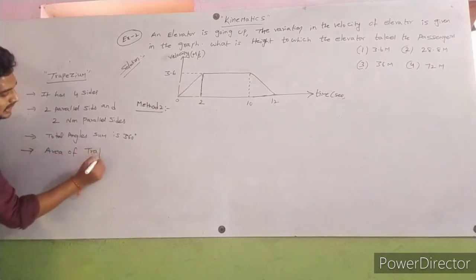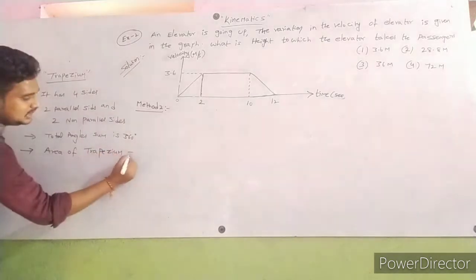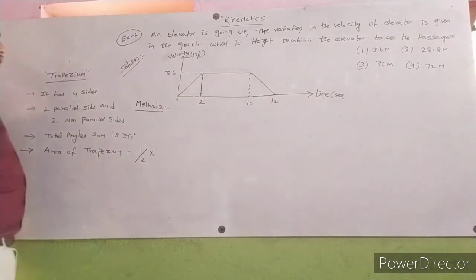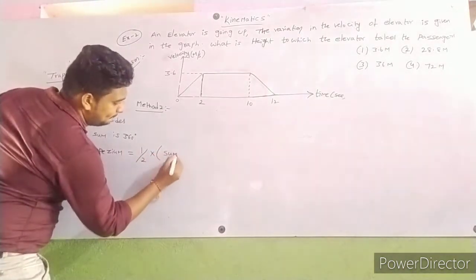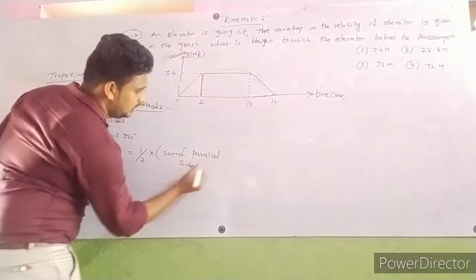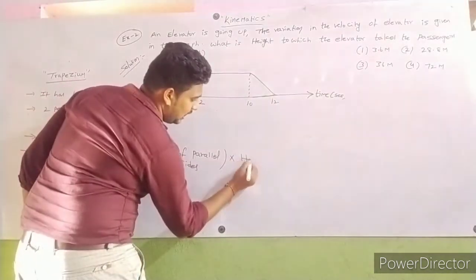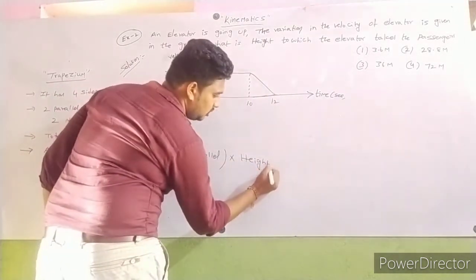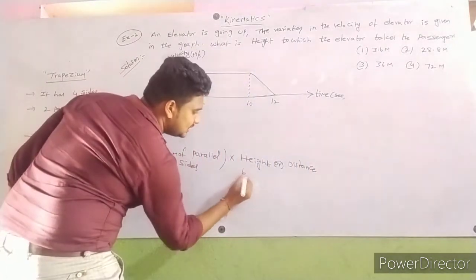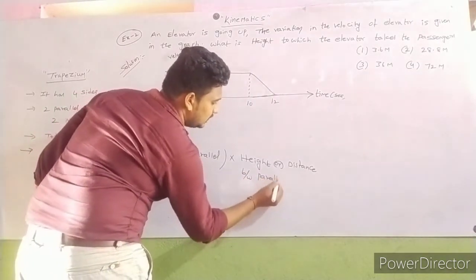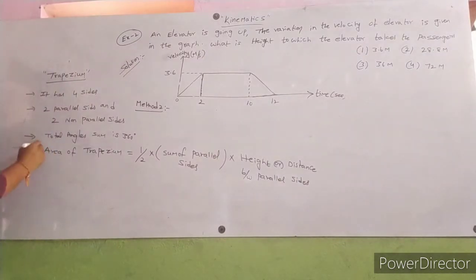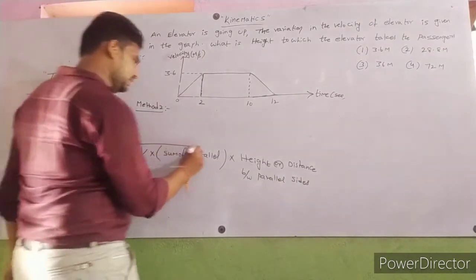Area of trapezium is equal to half into the sum of parallel sides into height, or the distance between the parallel sides. This is very, very important. Area of trapezium.